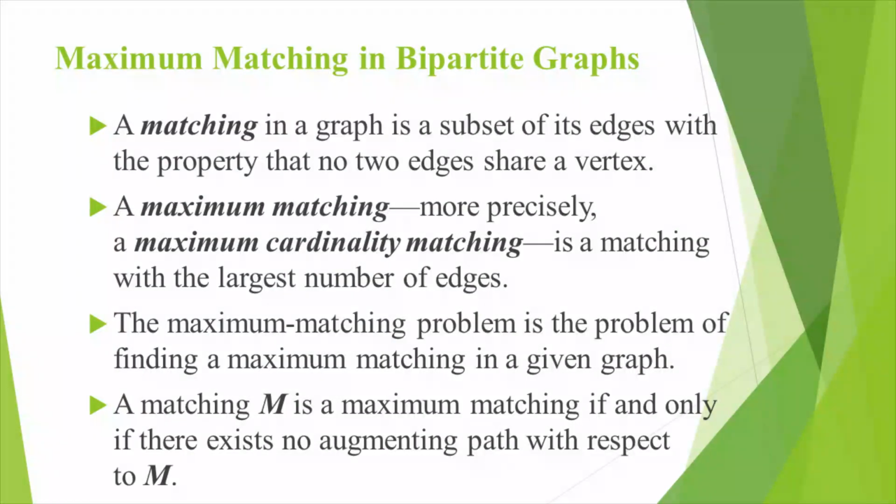Next topic is the maximum matching in bipartite graph. The matching in a graph is a subset of its edges with the property that no two edges share a vertex. The maximum matching problem is a problem of finding maximum matching in a given graph. So let's see an example for this maximum matching.